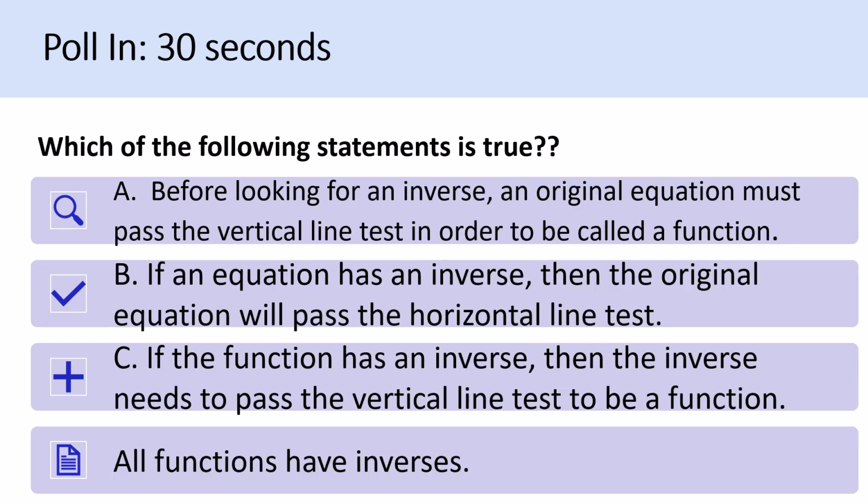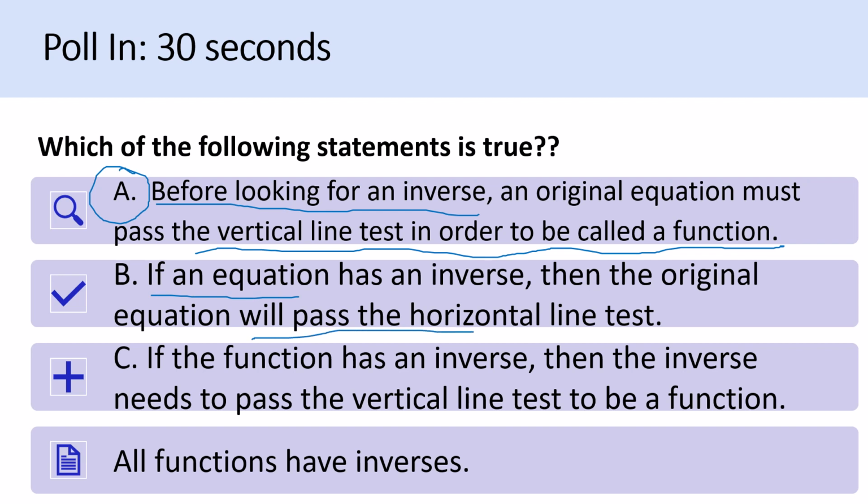Right, let's try another. Which of the following statements is true? A, before you look for an inverse, an original equation must pass the vertical line test in order to be called a function. I think that's correct. We've been saying that over and over again. Let's check the other answers just to be sure. All right, answer number B. If an equation has an inverse, then the original equation will pass the horizontal line test. No, it should pass the vertical line test, like we said in A. Once we have an inverse, the inverse will pass the horizontal line test. All right, so that's not correct.